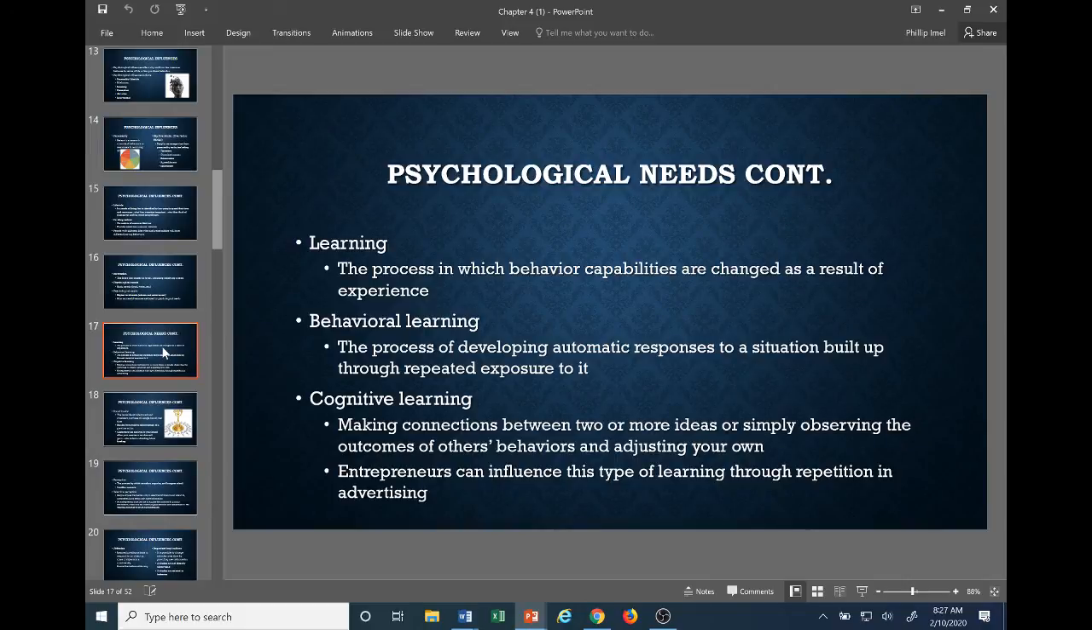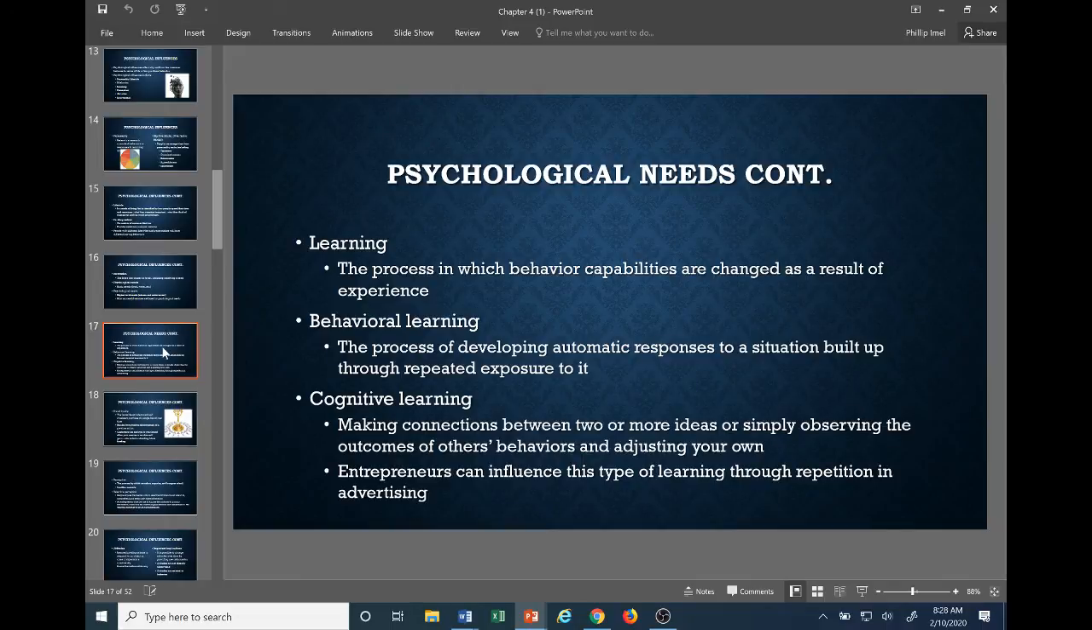Cognitive learning, this is making connections between two or more ideas, or simply observing the outcomes of other behaviors and adjusting your own. And entrepreneurs can influence this type of learning through repetition and advertising. So cognitive learning obviously is all mental, like you're observing. You can observe a group of people and see if they do something ignorant or something they shouldn't have, and they end up getting hurt over it. For example, maybe watching somebody go 55 miles an hour around a turn that says go 25, and they flip their car and go over the guardrail. Obviously, you learn from that. You're not going to go as fast. You're going to pay attention to the sign next time.